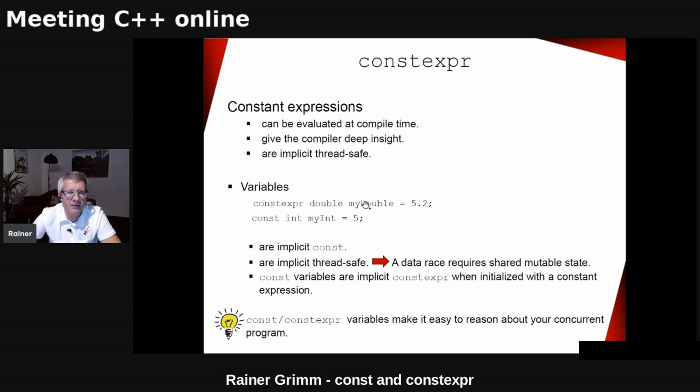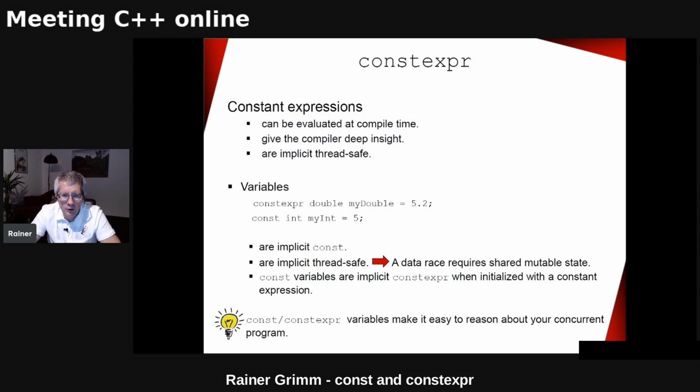Such as here, my double. And there's a special rule which many people don't know. When you initialize a const with a constant expression, you see here, 5 is a constant expression, this becomes implicitly a constexpr. This you see is explicit, but this is implicitly a constexpr. Okay, as I mentioned, both values, my double and my int, are initialized at compile time, therefore thread safe. And this is what I mentioned about this special rule. And once more, I can't emphasize it enough.